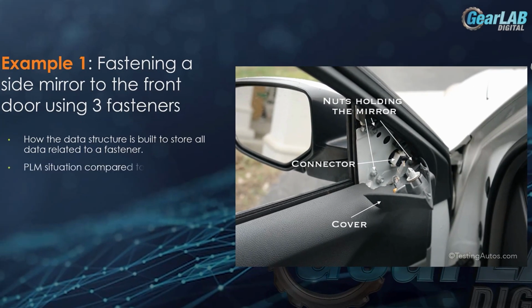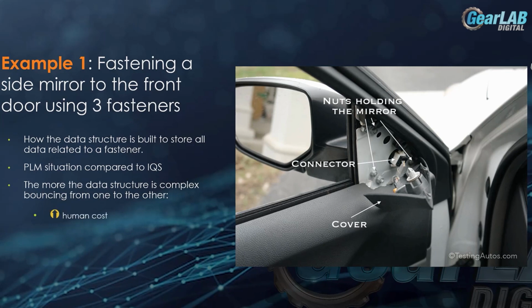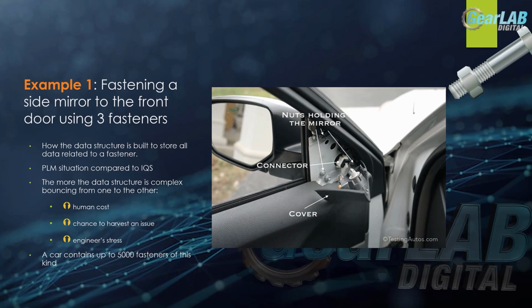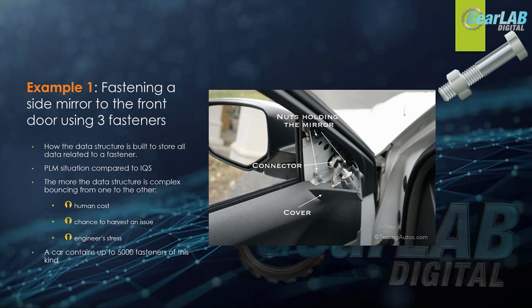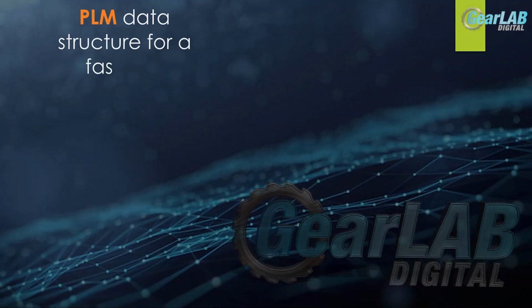The PLM situation is compared to IQS. You will find that, the more the data structure is complex, bouncing from one structure to the other, the more the human cost is high. The more the chance to harvest an issue is high. The more the engineer stress is high. A car project may contain up to 5,000 fasteners of this kind. The following data structure and labor is what is currently practiced within a world-class car manufacturer using PLM.